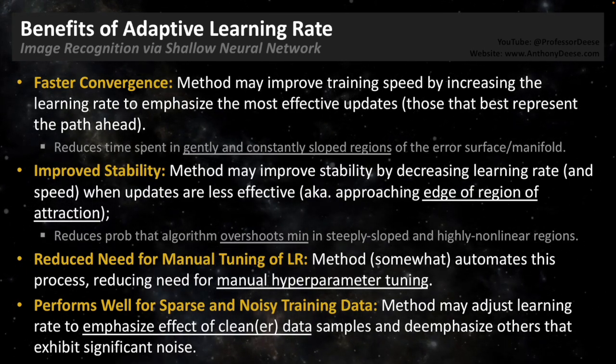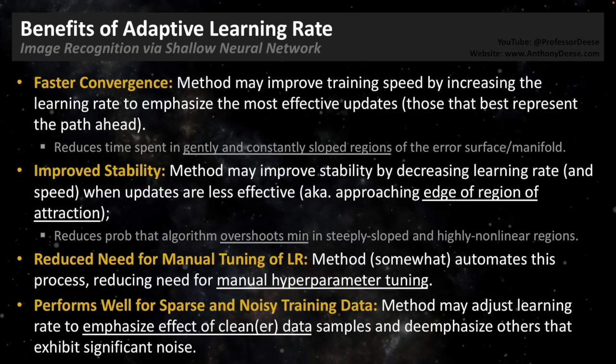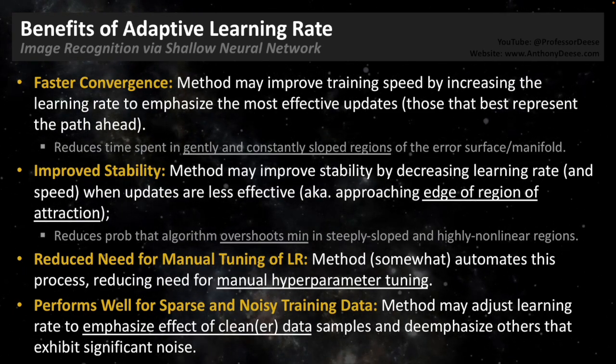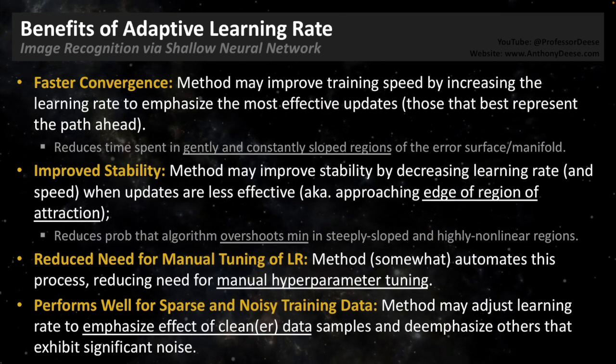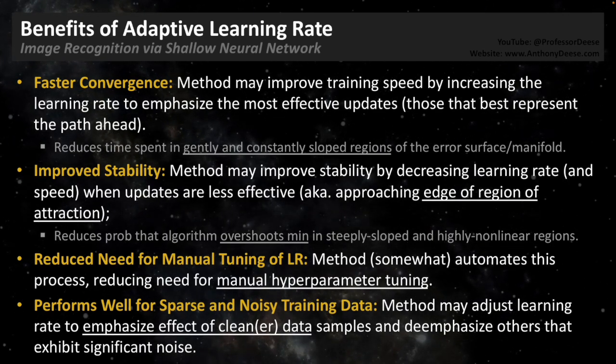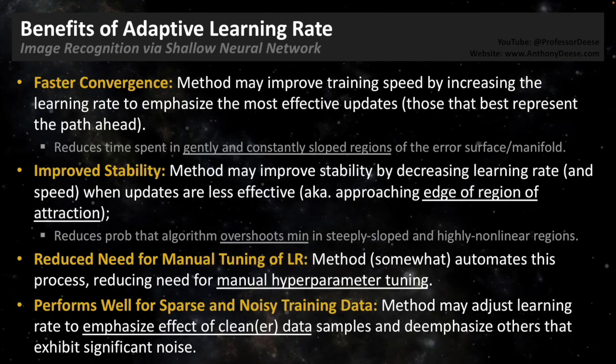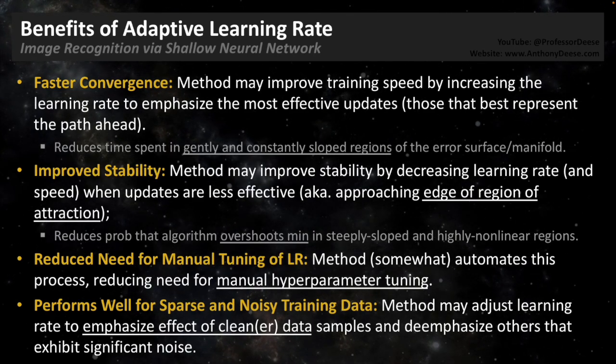Another advantage is improved stability. The method may improve stability by decreasing the learning rate and speed when updates are less effective. Let's say, for example, the algorithm is approaching the edge of a region of attraction associated with a minima. An adaptive learning rate reduces the probability that the algorithm overshoots the minimum in steeply sloped and highly nonlinear regions.